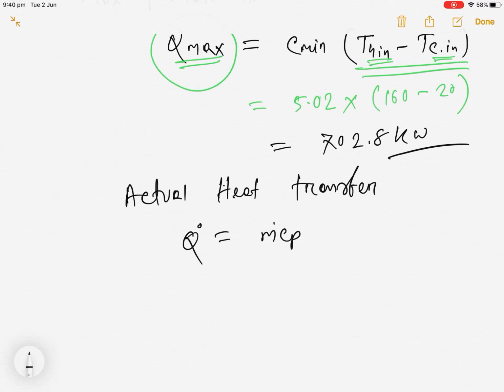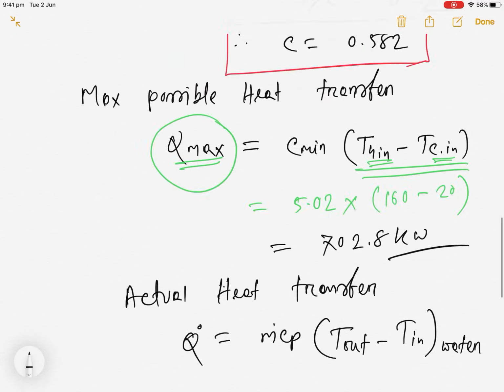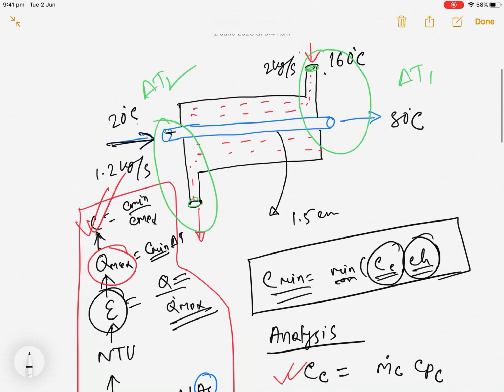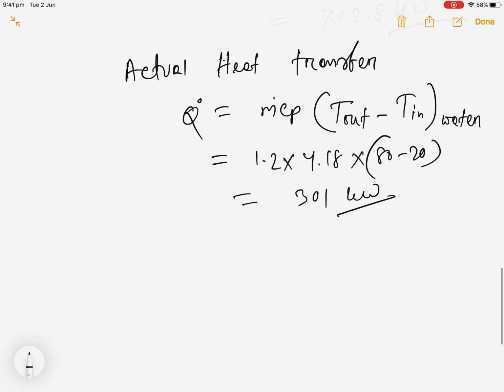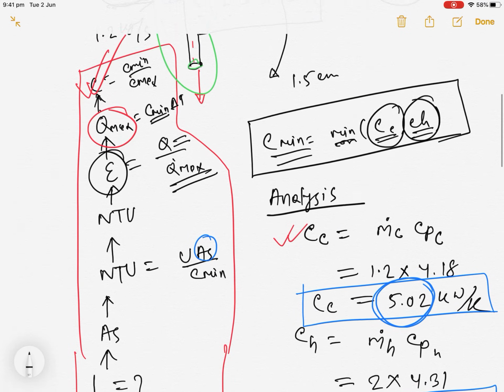Q, we say it is m, Cp and delta T. Here water will gain the temperature, so we will use, like what we did for the previous problem, the outlet temperature and the inlet temperature. Look here, the water is going through this, so the outlet temperature is 80, inlet temperature is 20, so we'll take that one. Mass flow is 1.2, specific heat 4.18, and it is 80 minus 20, so this is 301 kilowatt. We did the same calculation for the first problem.